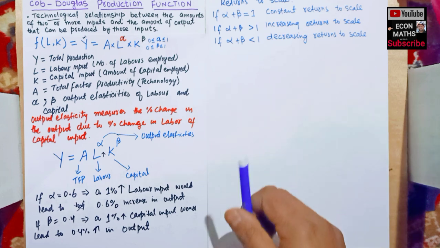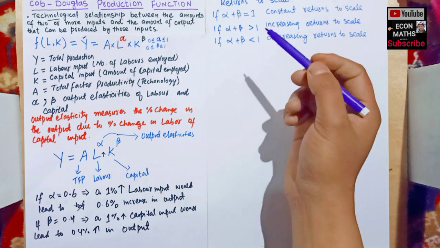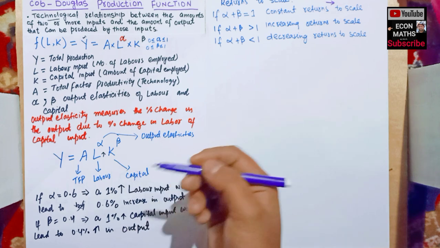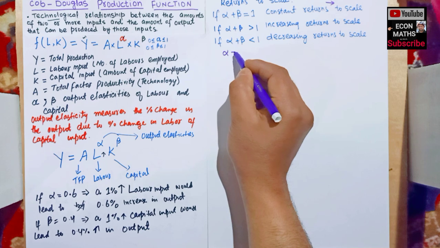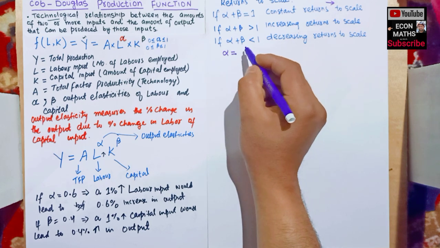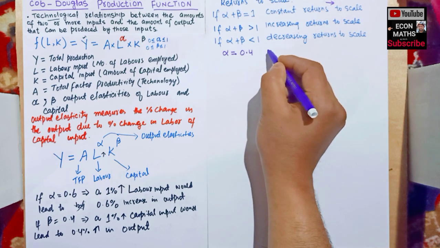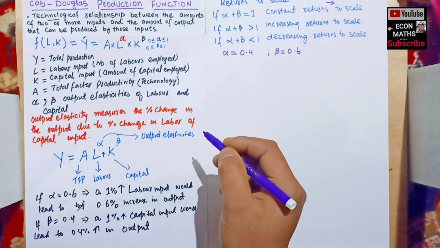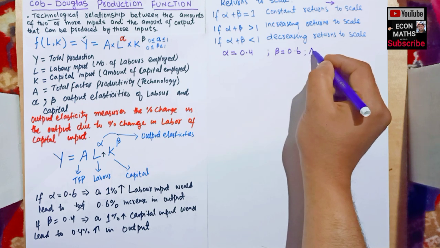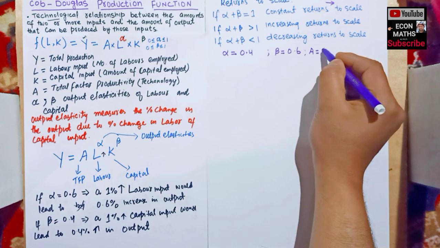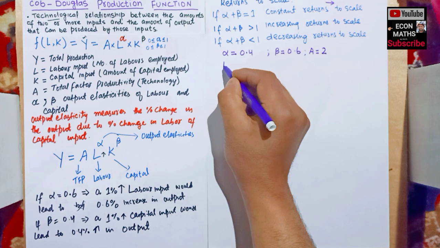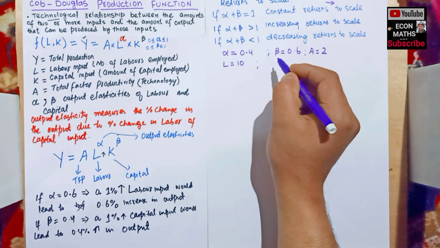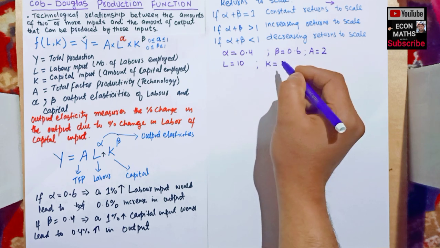Okay, I will give an example here to show what this means. I will take the example of constant returns to scale and you will get these two concepts easily. Let us say in our Cobb-Douglas production function the value of alpha is 0.4, and the value of beta is 0.6, and let the value of A, that is technology, our total factor productivity, be 2. Similarly, let us say L is equal to 10, that is the number of laborers employed is 10. Similarly, let us assume that K, which is the amount of capital employed, is 15.